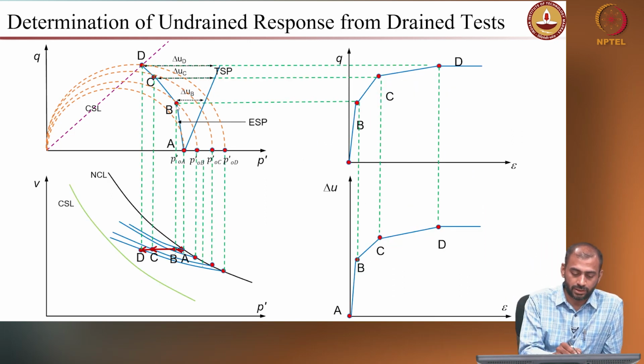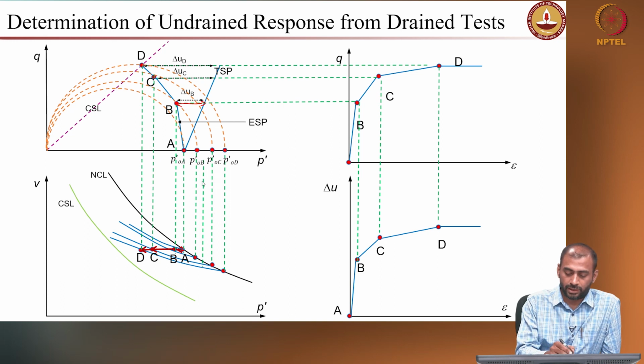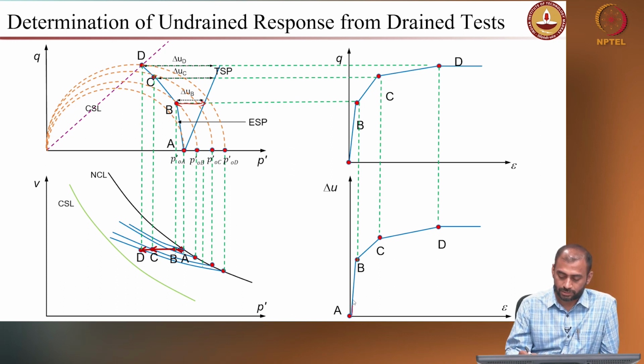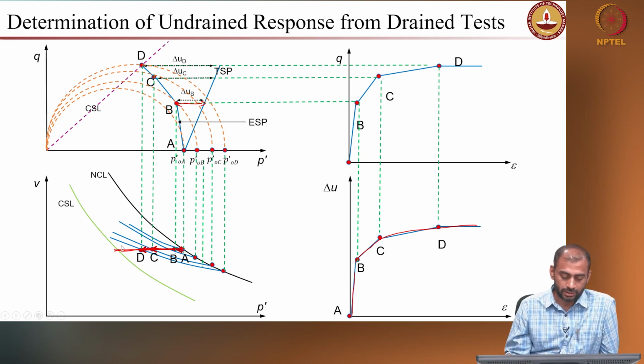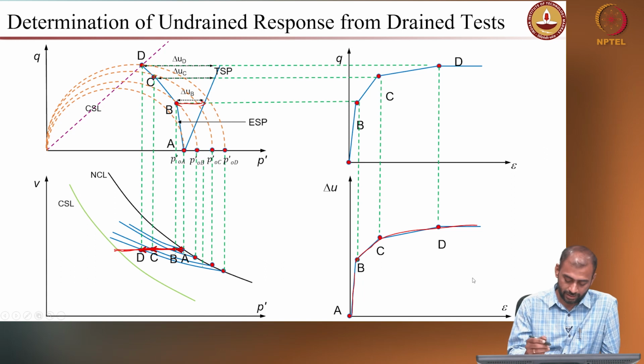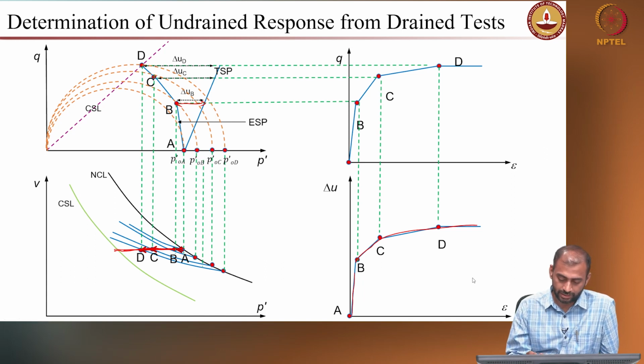So that's what I have done here. You can find the difference between the total stress path and the effective stress path to plot the pore pressure curves, right? Similarly, you can also identify and plot the specific volume in this particular space. So you have a drained test and you are trying to predict the undrained response, right?